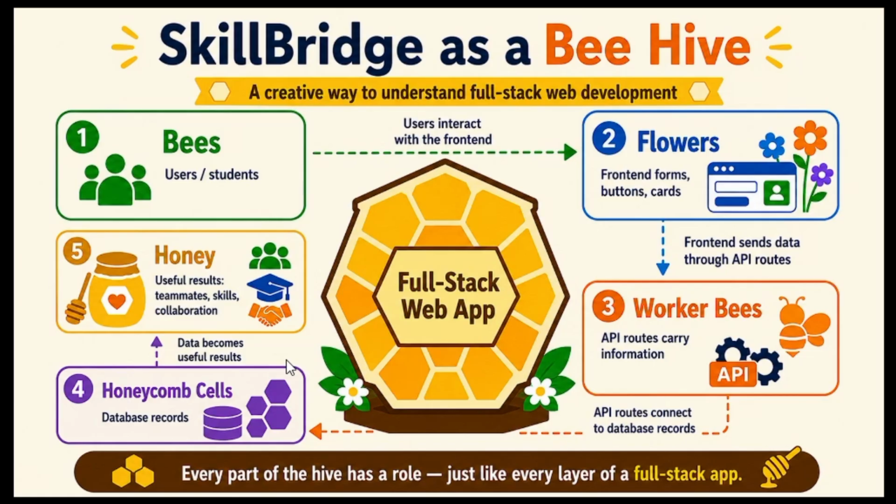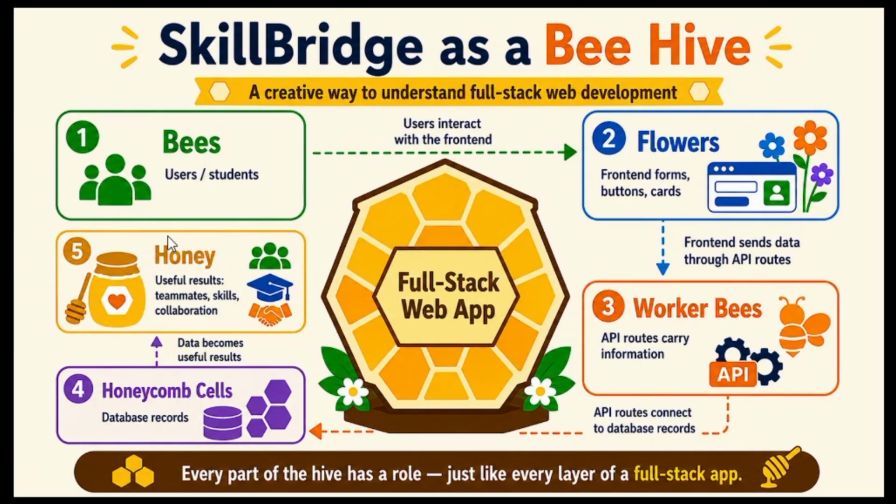So MongoDB stores this information as documents. That means the data does not disappear when the page refreshes. It can be saved, searched, updated, and displayed later. So the database is what basically gives the app memory. Without a database, the app would forget everything after the user leaves or refreshes the page, meaning there would be no honey. The fifth part is the honey, the very sweet part of the system.